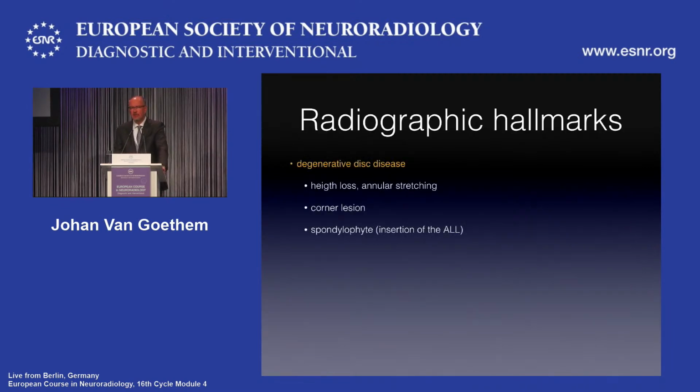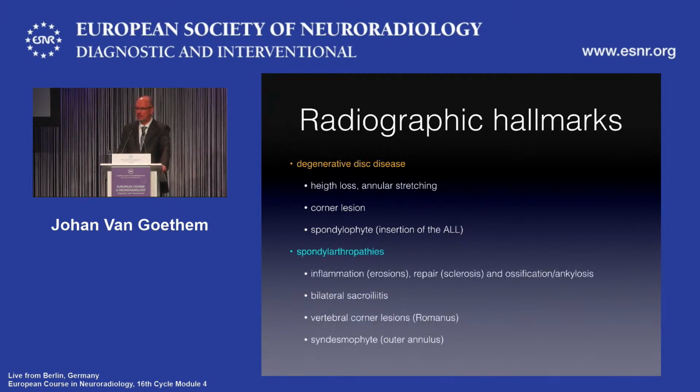What are the radiographic hallmarks of degenerative disc disease? It's height loss of the disc, stretching of the annulus, because if you lose height, the annulus will be stretched due to the bulging of the disc outward, and corner lesions. And you have osteophytes, which we call spondylophytes, which will form at the attachment of the ALL. And that's important to make the differential, and I'll show the images.